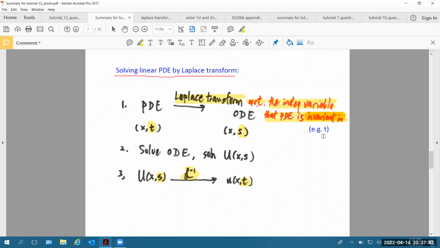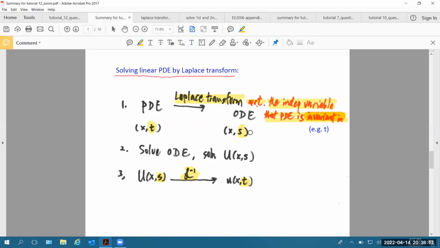If this is the case, that means after Laplace transform, this t now becomes s. So from t you change to s. The x, the other independent variable, has no change, so x is still x. After you reach here, you won't have a derivative in t anymore. Here you have no derivative in t.